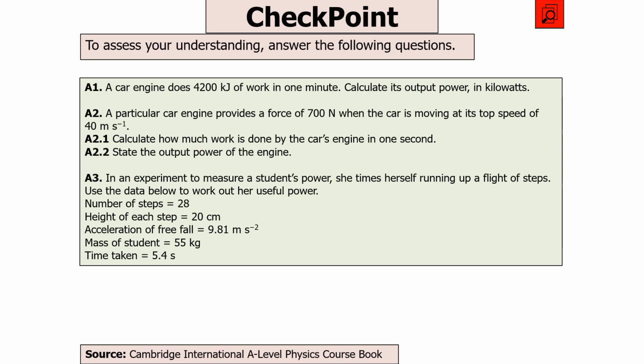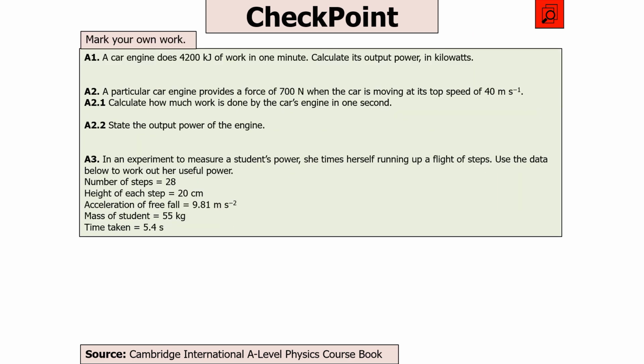And then in an experiment to measure a student's power, she times herself running up a flight of steps. Use the data to work out her useful power. Number of steps, 28. Height of each step, 20 centimeters. The acceleration is 9.81 meters per second squared. The mass of the student is 55 kilograms and the time taken is 5.4 seconds. So pause the video now, then unpause the video when you want to go through your answer.